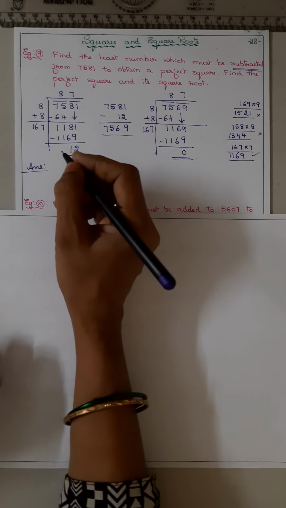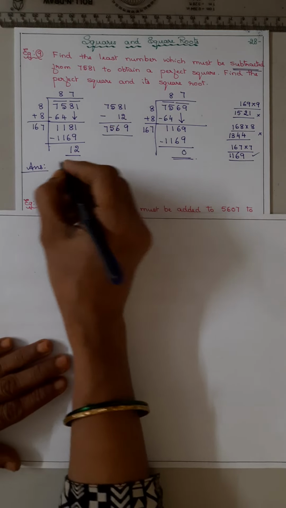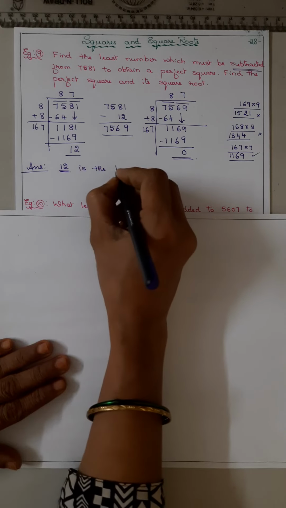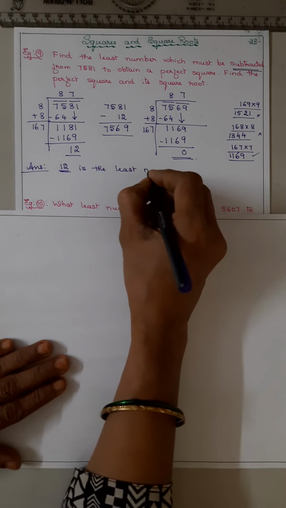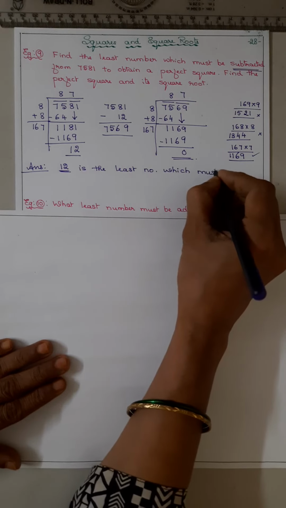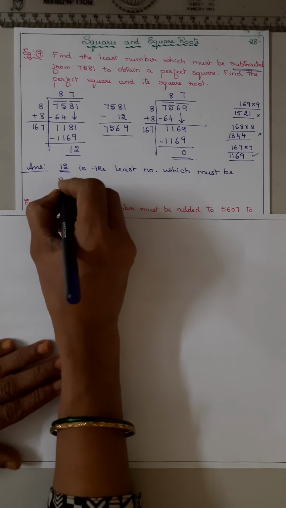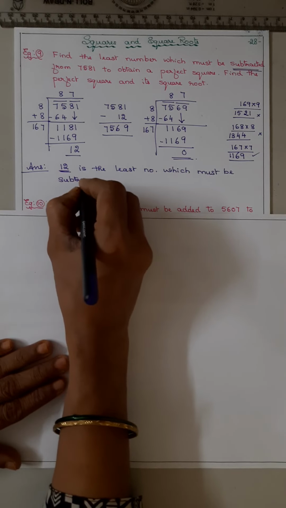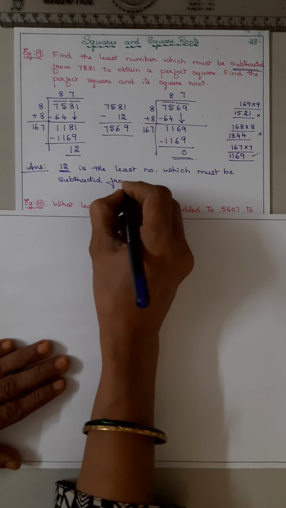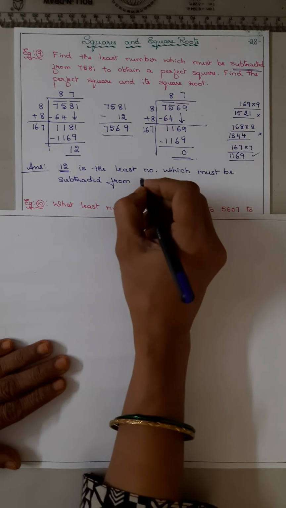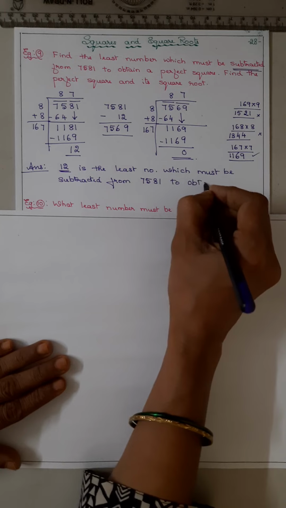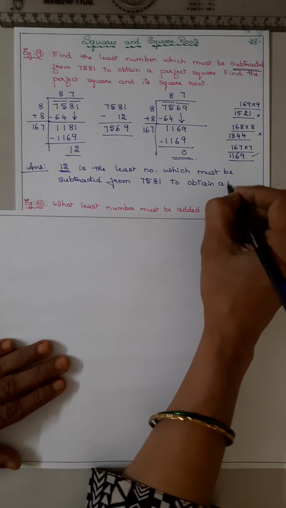Answer, what is it? 12 is the least number which must be subtracted from, see the question, accordingly you write, 7581 to obtain a perfect square.